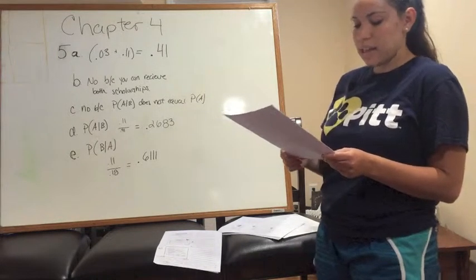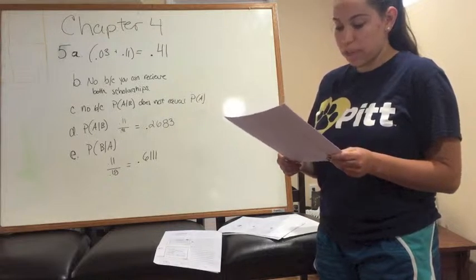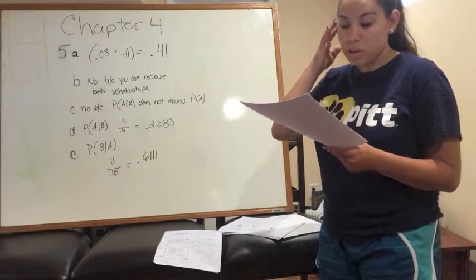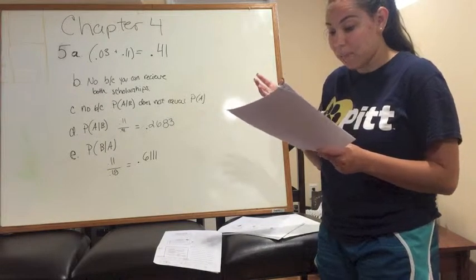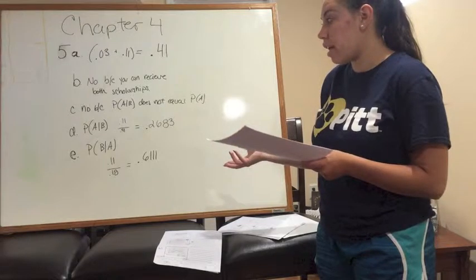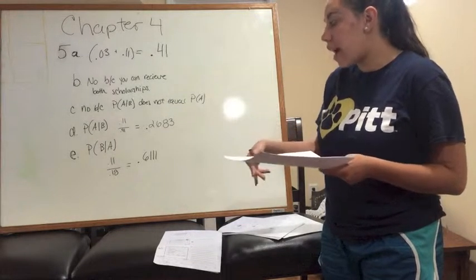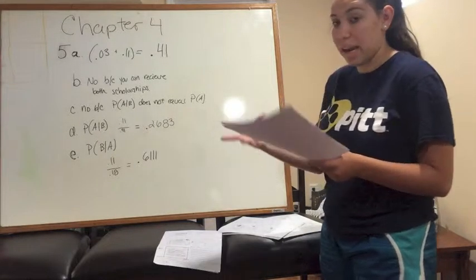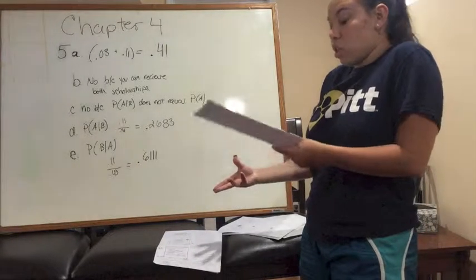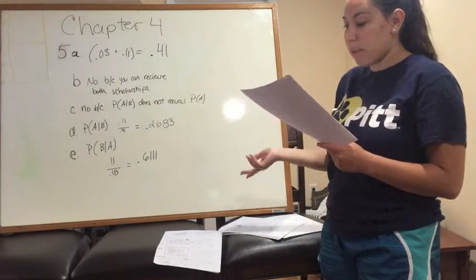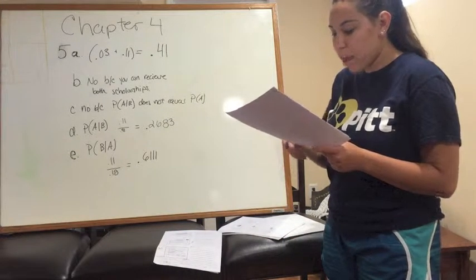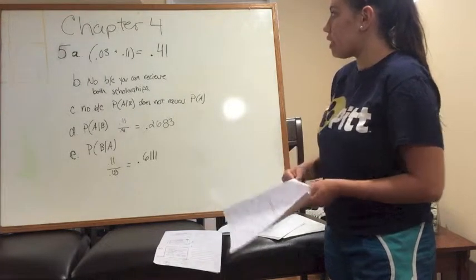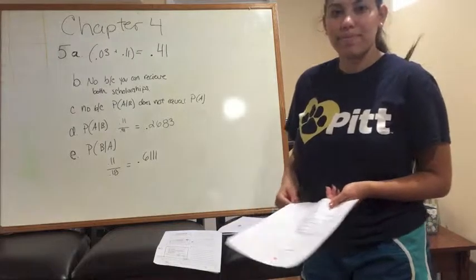And then part E states, what is the probability of receiving the merit scholarship given that you have been awarded the athletic scholarship? So this is the same thing but reversed. It's the probability of B given A. Again, the same formula, it's the probability of both scholarships divided by the probability of the given scholarship. So 0.11 divided by 0.18, because that's the athletic scholarship, and that is 0.6111. And that's it for Chapter 4, and that's number 5.